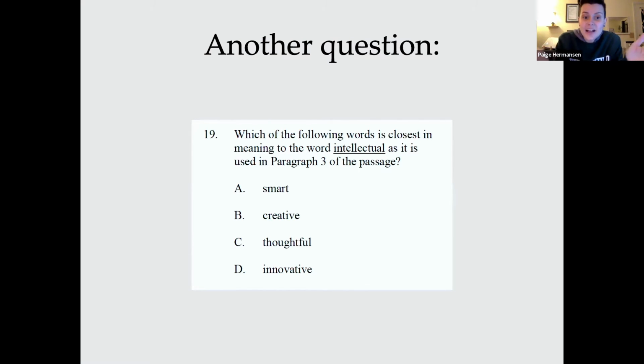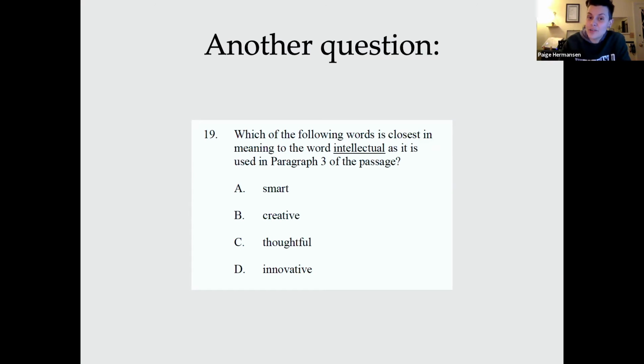Because if somebody asked me this question, out of context, and said which one of these words is the closest in meaning to the word intellectual, I would choose A, smart. Would y'all agree? You can't answer me. I'm so used to teaching via Zoom. This asynchronous thing is confusing me. That would be, I think, what most people would choose. Like if someone is intellectual, they're smart, right? An intellectual pursuit is a pursuit of the mind, yeah?